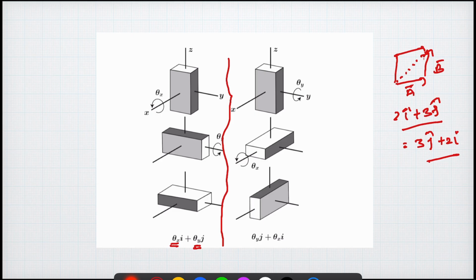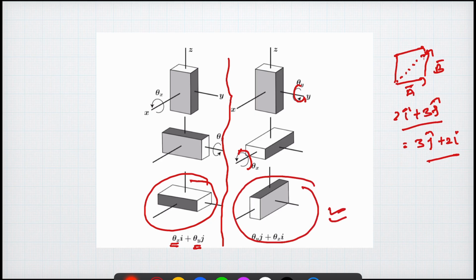But if I rotate first in the x direction and then in the y direction, I will get an orientation like this in the first case. Whereas if I rotate in the y direction first and then in the x direction, I will get an orientation like this, which is quite different. You can pause the video, take some object in front of you, rotate it by a certain angle in the x direction and y direction, and come to the conclusion by yourself.